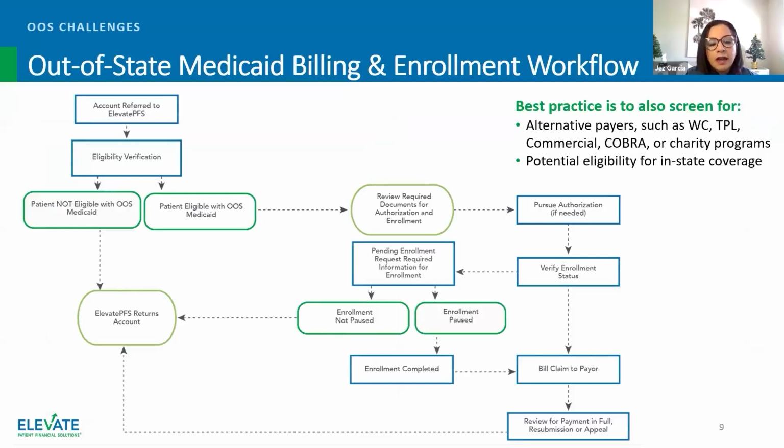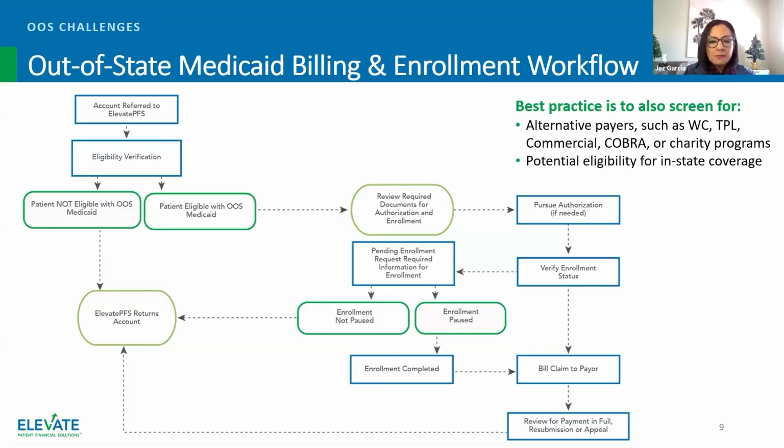Good afternoon, everyone. I'm excited to talk to you about the out-of-state Medicaid world. Just a little bit of background on myself. I was part of the hospital system for many, many years, and I was also doing the out-of-state Medicaid billing from the hospital side. So I'm excited because I get to continue to work on the out-of-state portion in my current position and continue to use a lot of the great practices that we have had along the way.